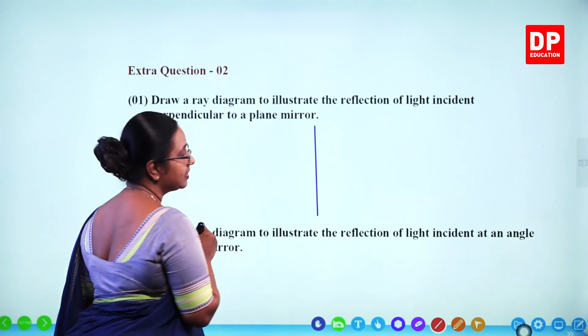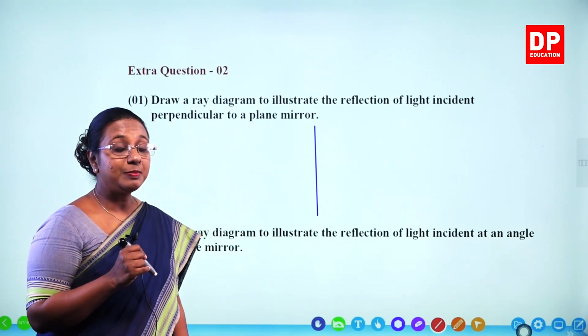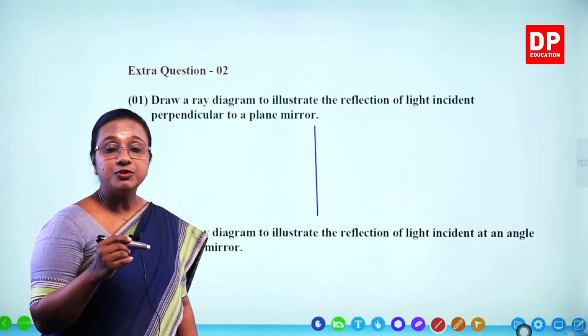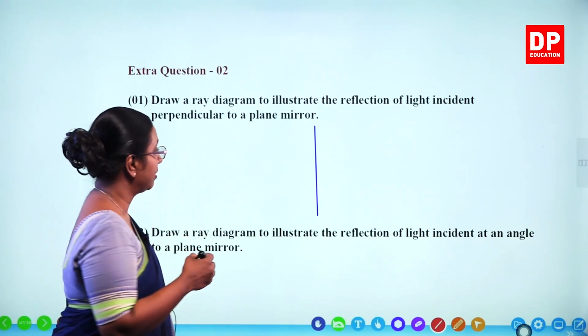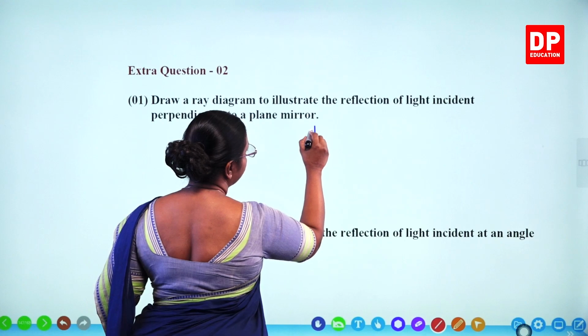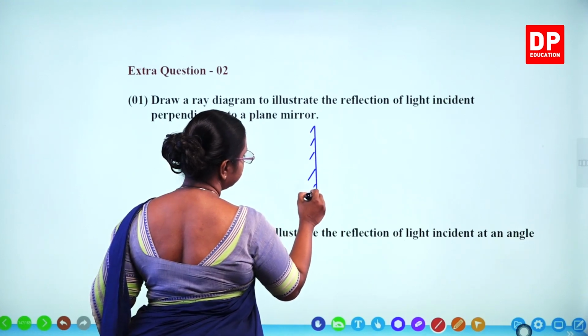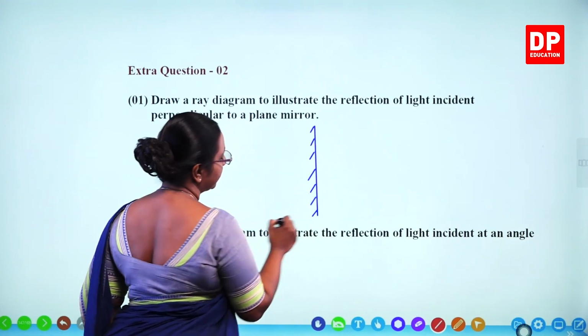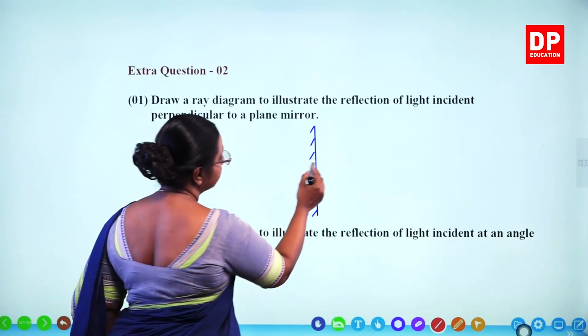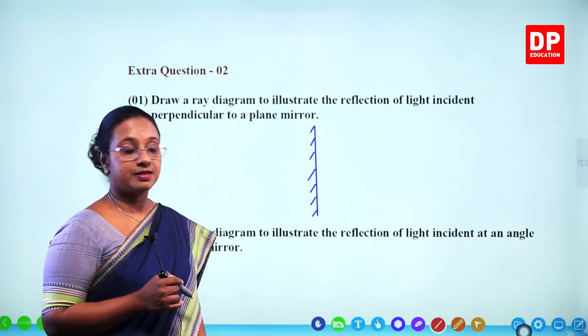So if we draw this line, does that indicate the plane mirror? No. We have to show the reflecting and non-reflecting surface. So I will draw the lines here. So this side is the non-reflecting surface. This is the reflecting surface.